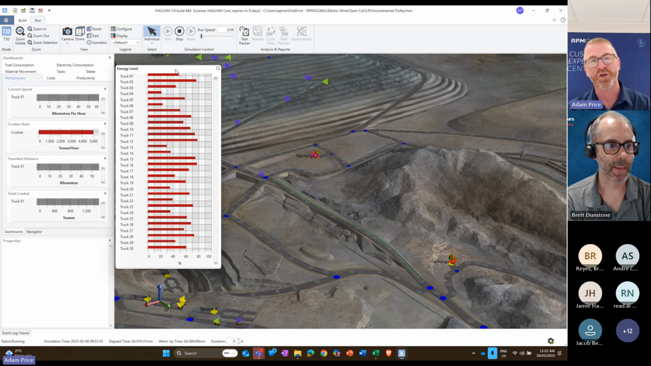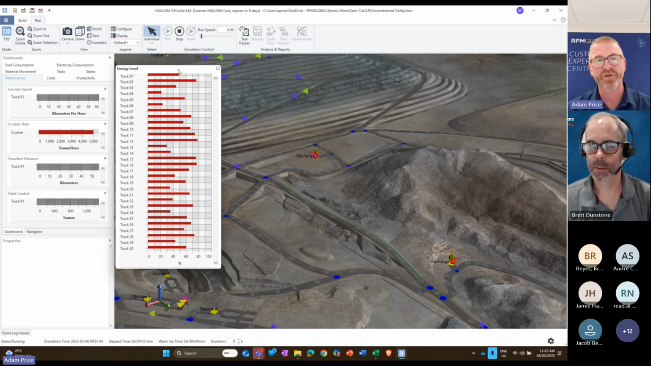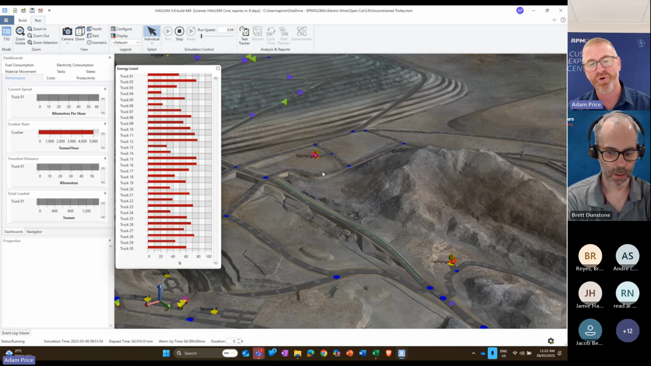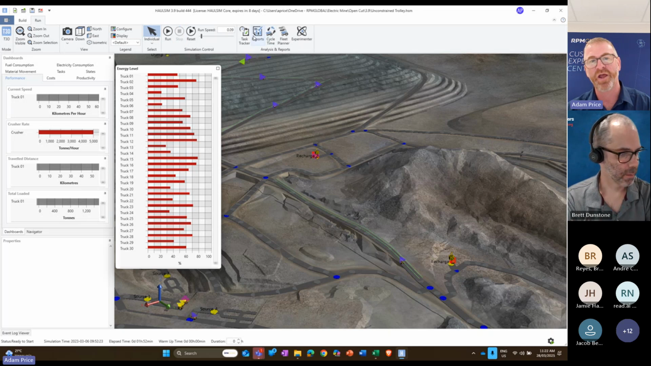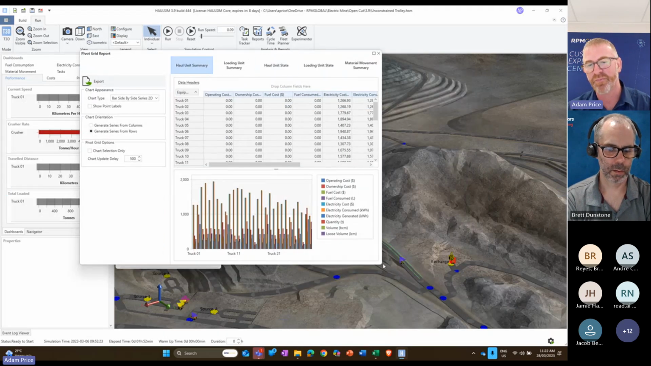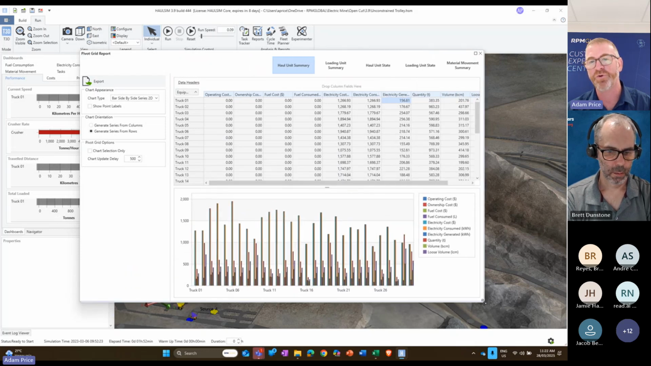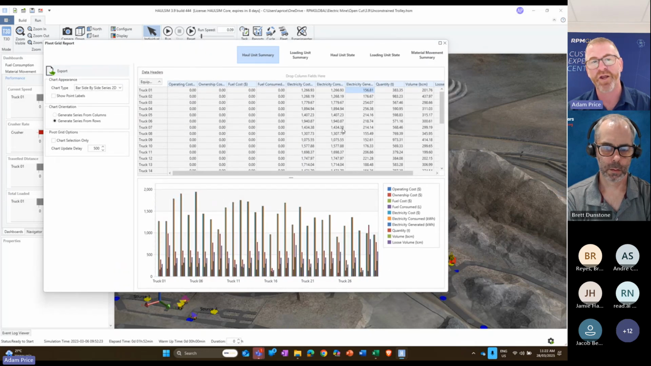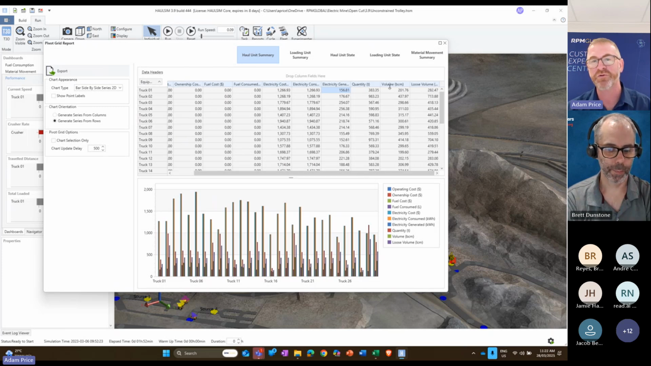No worries. Well, just quickly on the reporting side of things. While we're running the model, we're recording what's going on, and we can send that out to our reports. And the reports have a summary of everything that's happened on that simulation run. So for every truck, we've got the amount of electricity that is used and consumed, and how much it's generated as well while it's travelling downhill, how much it's moved.